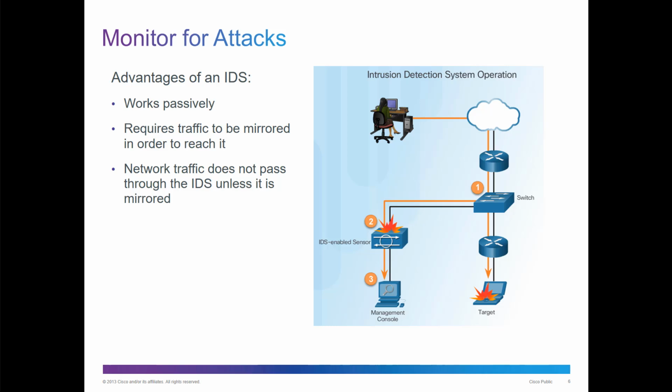An IDS, intrusion detection system, is passive, and it does require traffic to be mirrored in order to analyze it. Network traffic does not pass through an IDS unless it's mirrored. So essentially you have a port that is set to mirror all traffic. That way every frame will get cloned, go to its destination, and the cloned copy will go to the mirrored port.